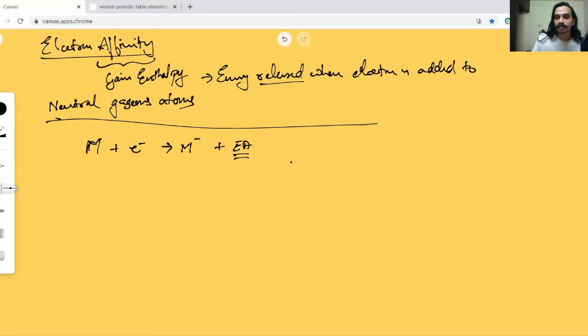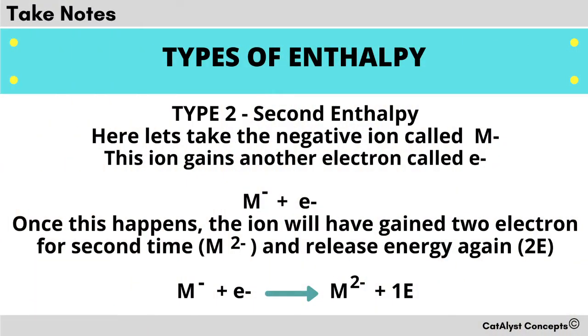Now we can also talk about this in terms of a second electron, like we saw previously. If we take this anion and try to add one more electron to it, you'll get a double negative ion with a 2 minus charge and another form of energy. I'll call it enthalpy more specifically, because electron affinity is a property. So I'll call it gain enthalpy 1, gain enthalpy 2.